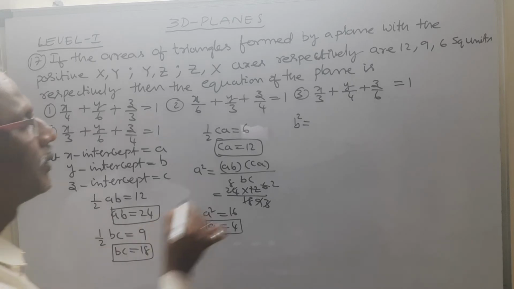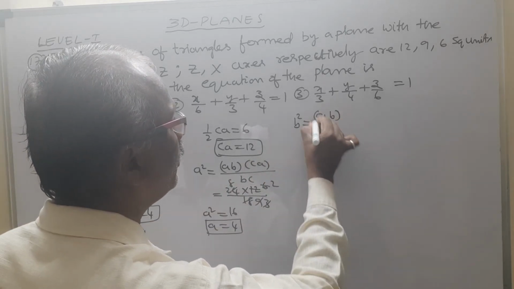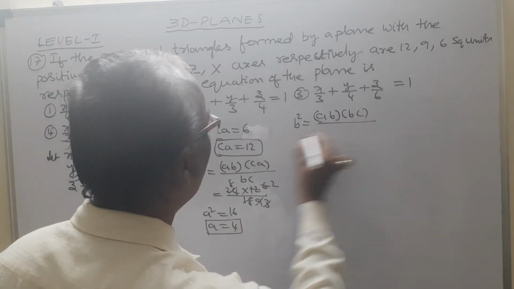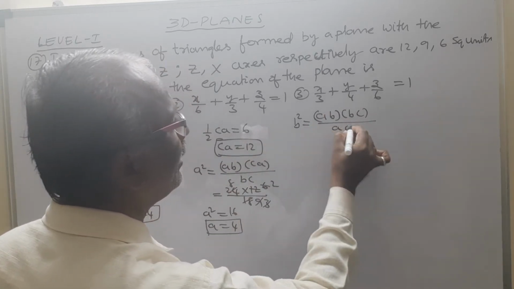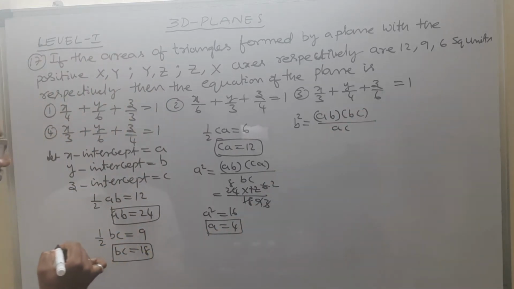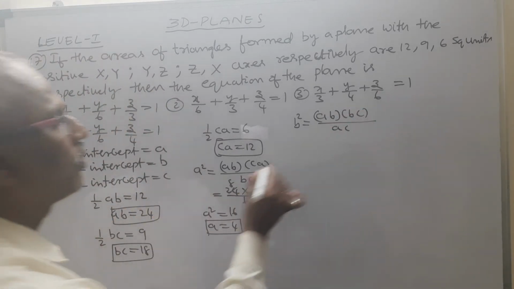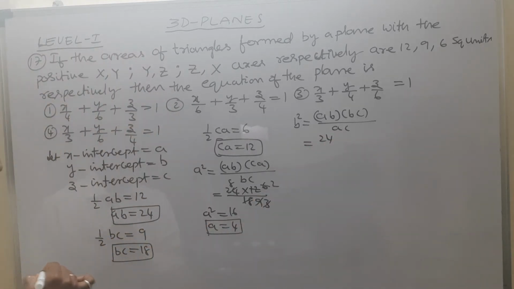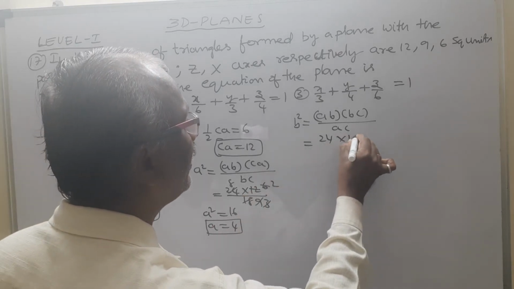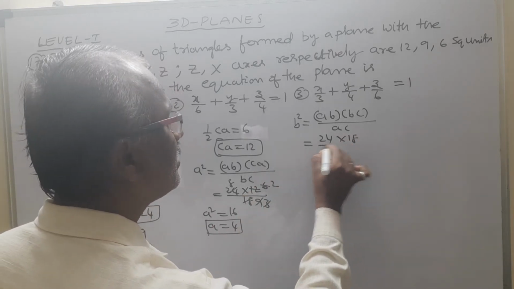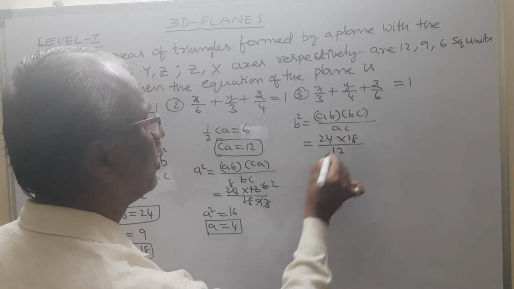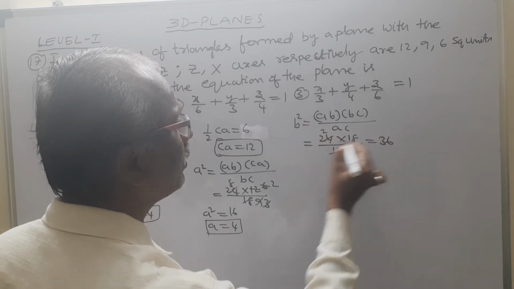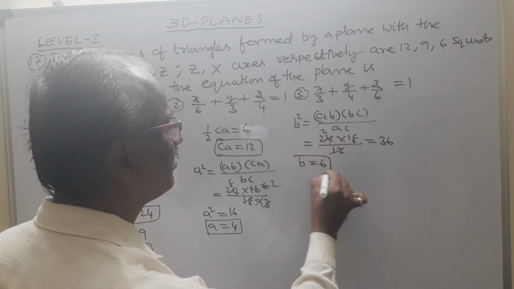Next, to find b value, b square equal to ab into bc by ca. a a gets cancelled, c c gets cancelled. Here ab equal to 24 and bc equal to 18, ac equal to 12. 12 into 12, 2 into 18, 36. b square equal to 36, b is equal to 6.